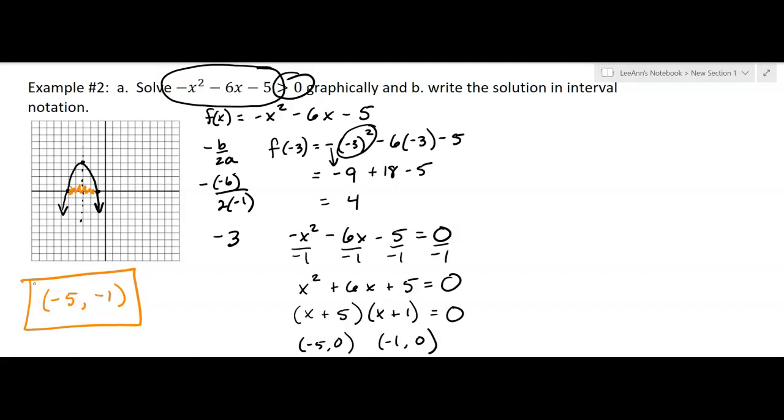Okay, we're going to show you another method for solving these in the next video. And you might like one over the other. The first two videos were solving it graphically, and now we're going to solve algebraically.